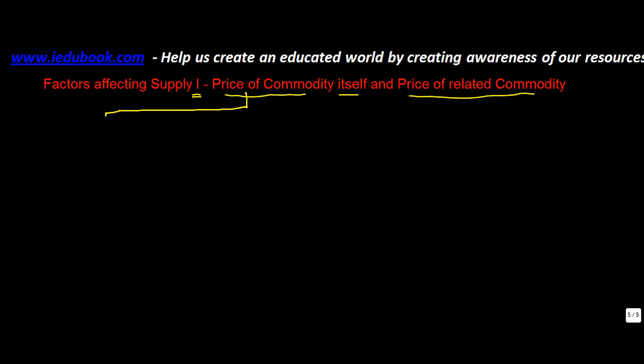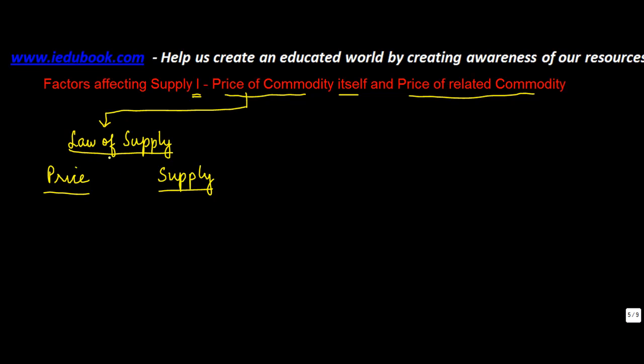Now, when we say price of the commodity itself, we've already seen in some of the earlier lectures the law of supply, which says that there are two variables here, price and the supply, right? The law of supply says that as the price of the commodity increases, the supply also increases, other factors remaining the same, right?